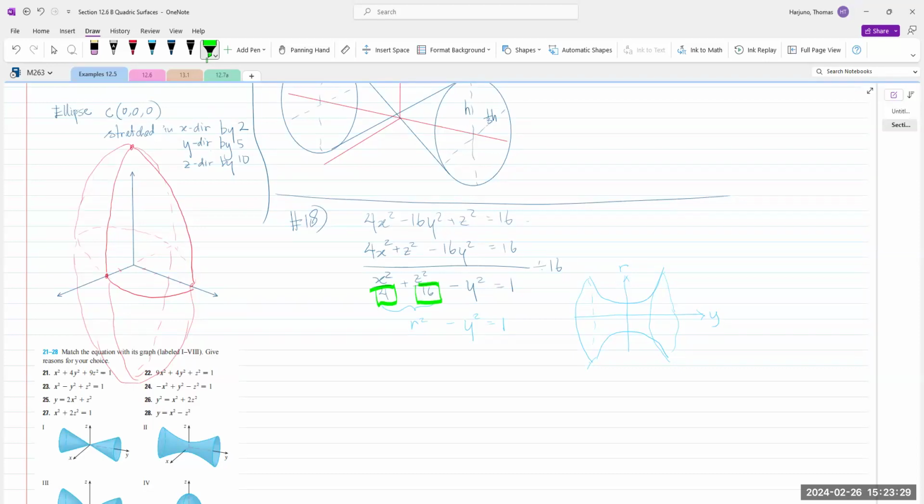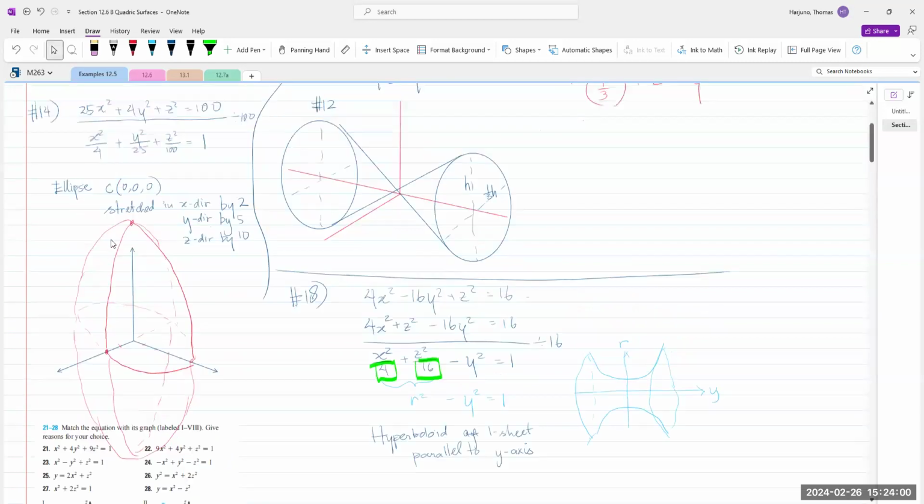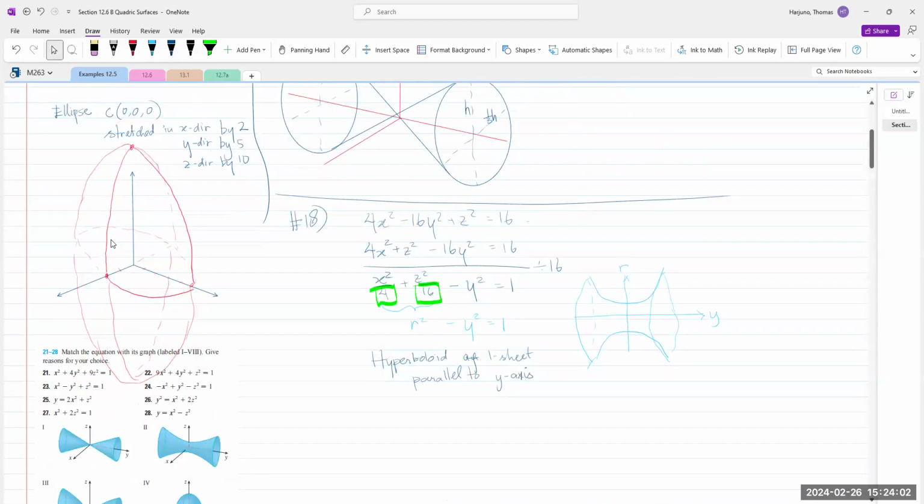Okay, so this is a hyperboloid of one sheet, parallel to the y-axis. Okay, that's for number 18. Let me go on here.